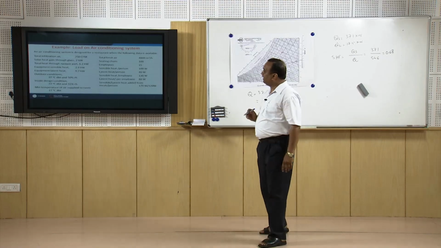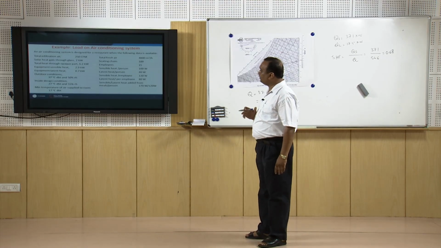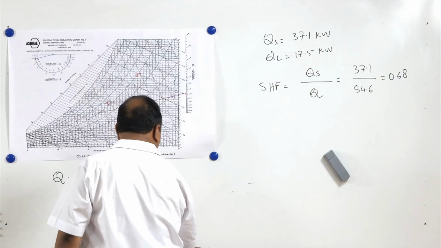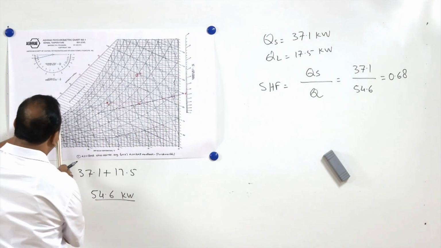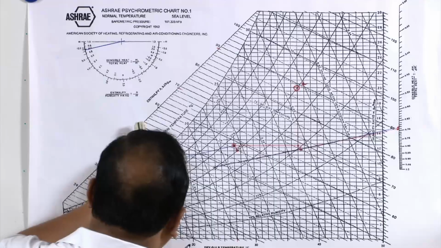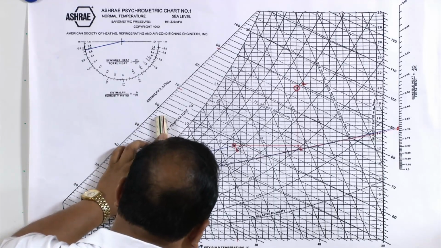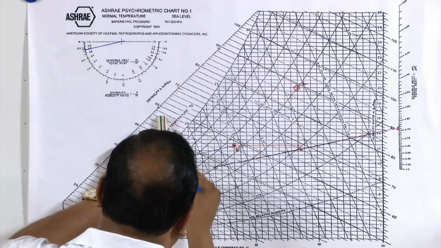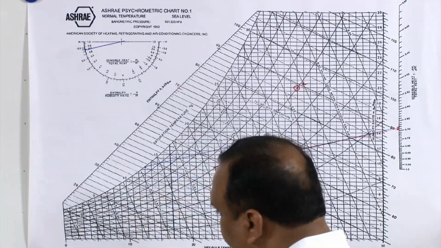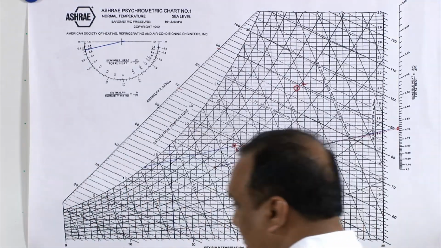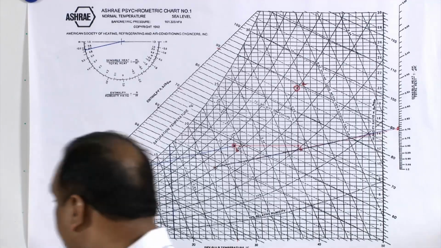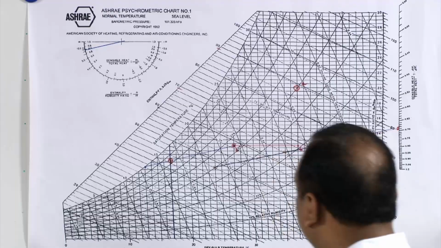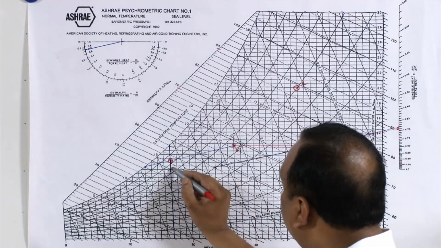It is also stated here that the minimum temperature of air supplied to the room is 17 degrees centigrade. So the air which is supplied to the room is at 17 degrees centigrade. We will draw a vertical line from 17 because we do not know the location, and this is the state from where the air is supplied to the room. Let us say this state is D.